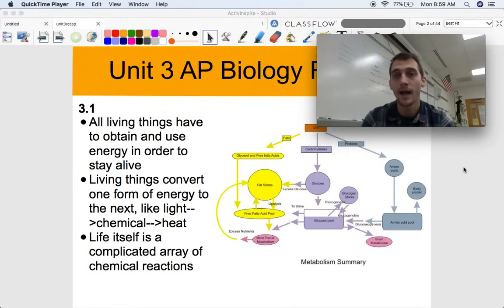So energy is in a constant kind of flux, because energy can be stored in a way, but there always needs to be a constant input of energy. And just like anything else that uses energy, living things convert one form of energy to the next. Like light gets converted into chemical energy, and chemical energy gets converted into heat.